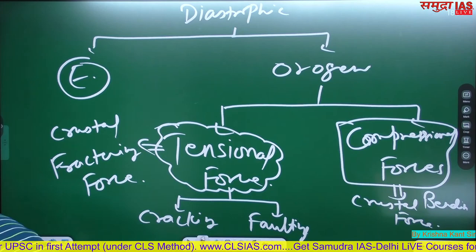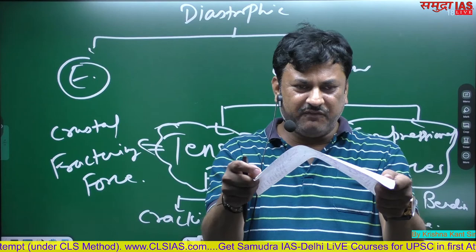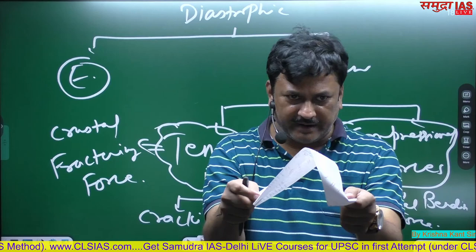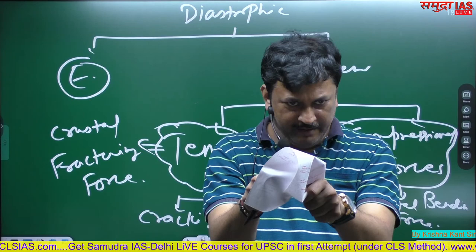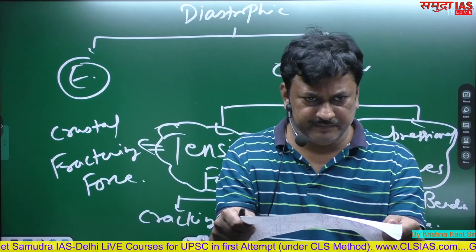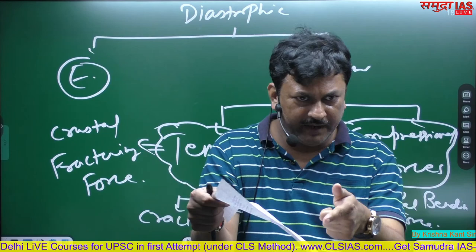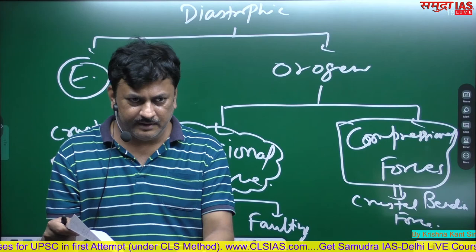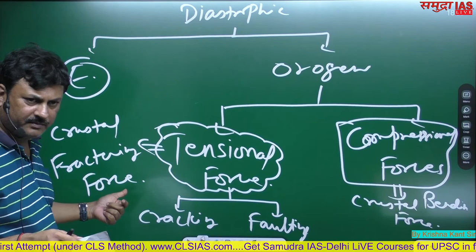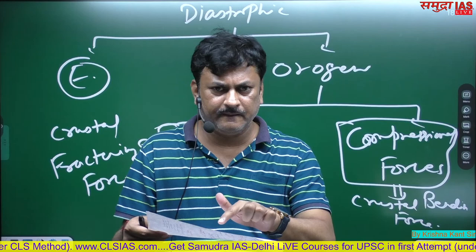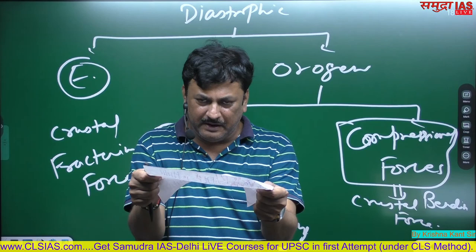Suppose this is the crustal part. If compressional force is applied, then what will happen? It will bend the crustal part. Okay? Now, when tensile force is applied, it will create cracks or faults. Cracking, this is what? The fracturing force. Fracturing force means it will create a fracture in the crustal part. And what is compressional force? Compressional force is the force that will bend the crustal part.